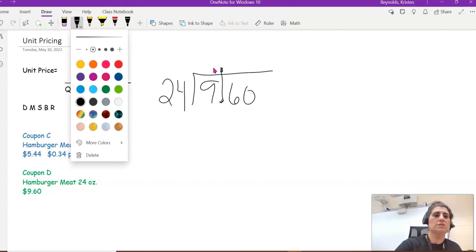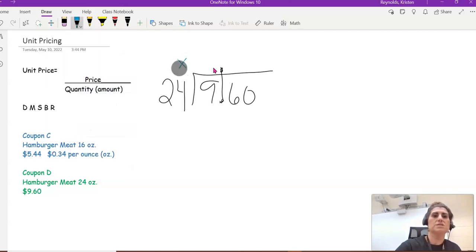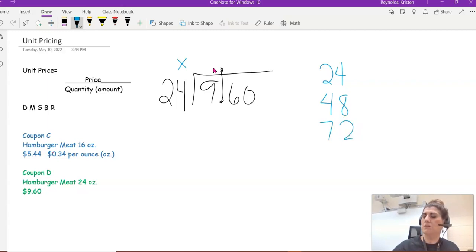So I'm going to change my color, put my multiplication sign, and now I'm going to make my list here. So 24 times 1 is going to be 24. 24 times 2 is going to be 48. 24 times 3 is going to be 72. 24 times 4 is going to be 96. 24 times 5 is going to be 120. Okay, I'm going to stop there.